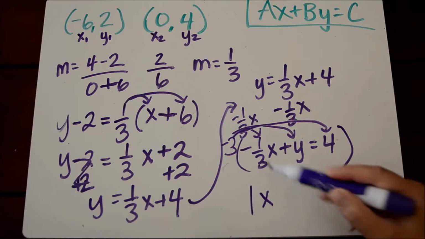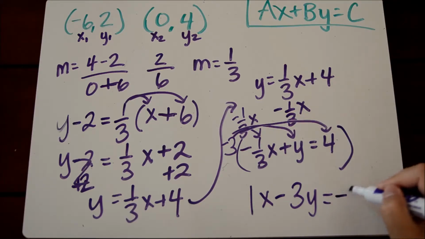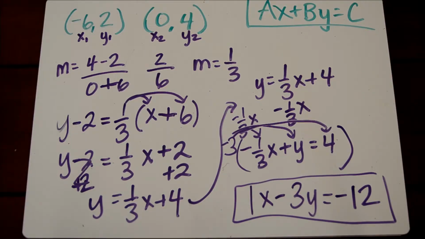So our answer would be 1x minus 3y equals negative 12. Remember, we have to distribute that number to every term in our equation.